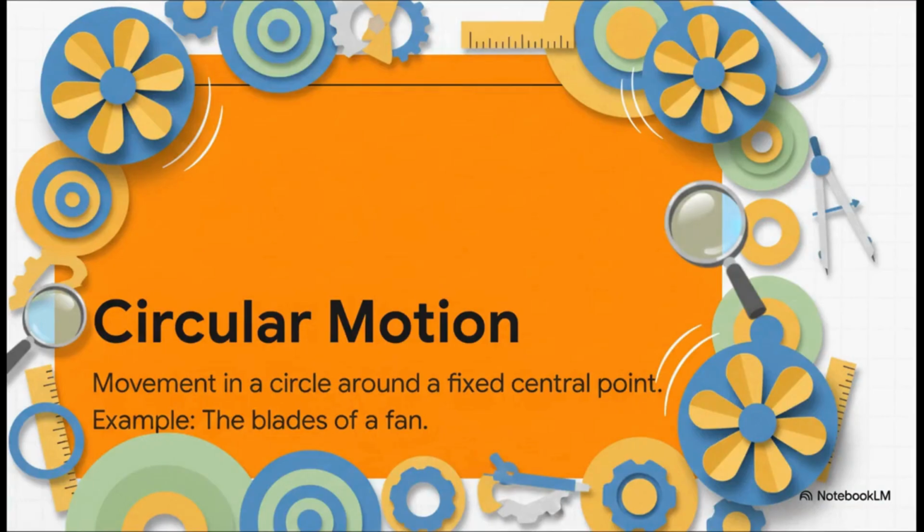Next is circular motion. And yeah, it's exactly what it sounds like. It's when an object moves in a circle around a central point. You see this everywhere. The blades on a fan, a Ferris wheel at a fair, the hands on a clock, even our planet going around the sun. The distance from the center always stays the same.